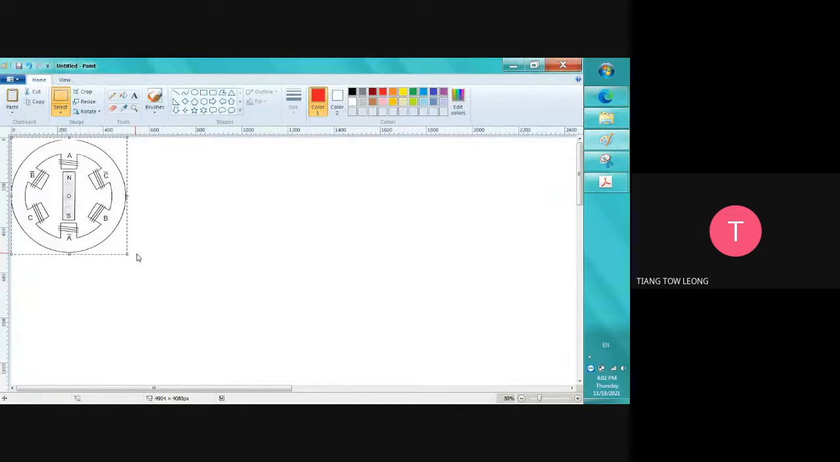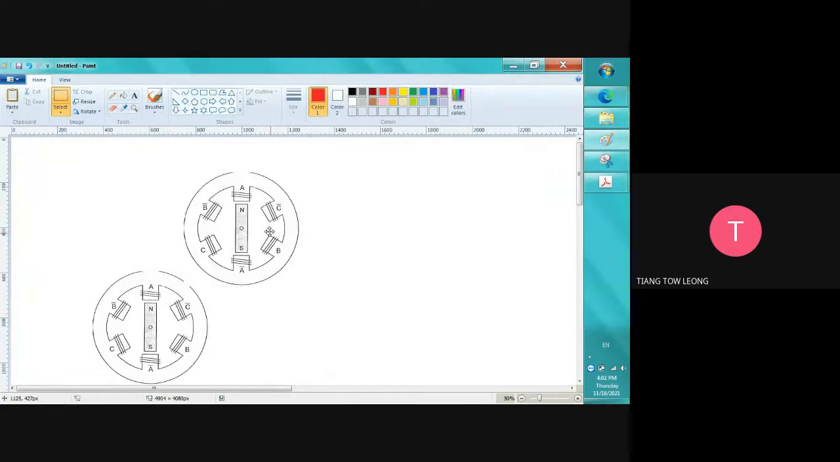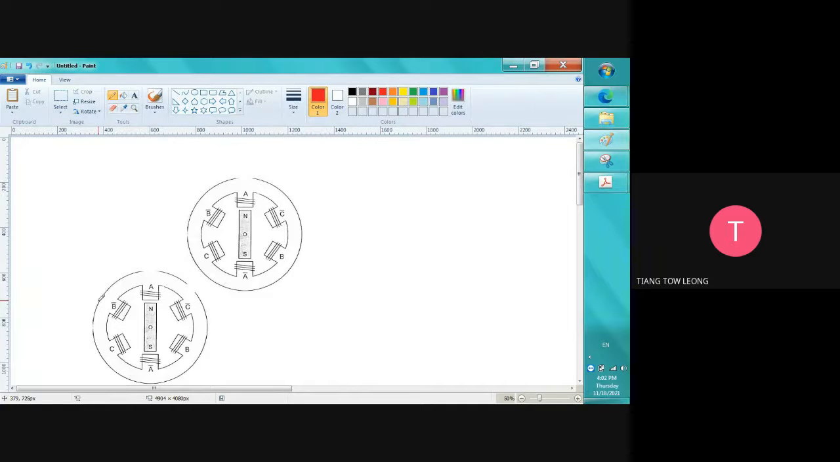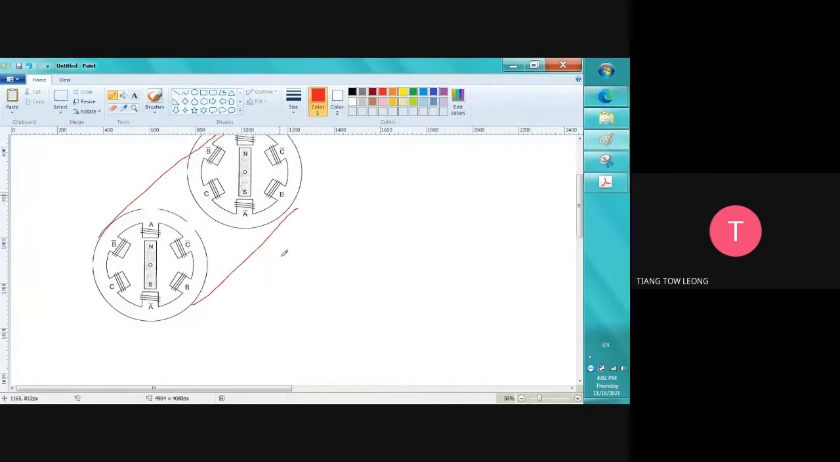For example, let's say the motor is this side. So the length here.